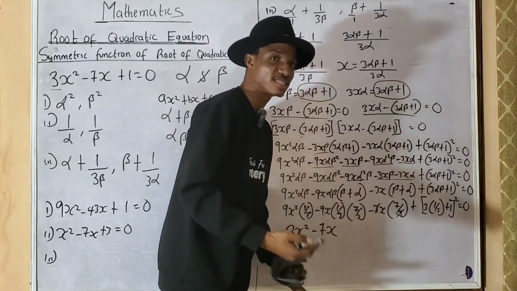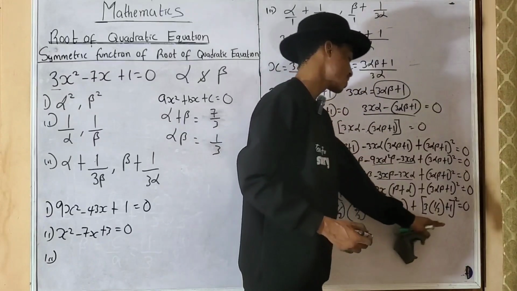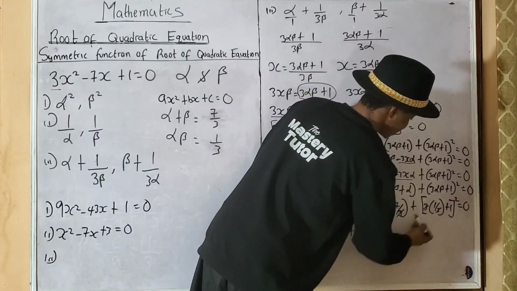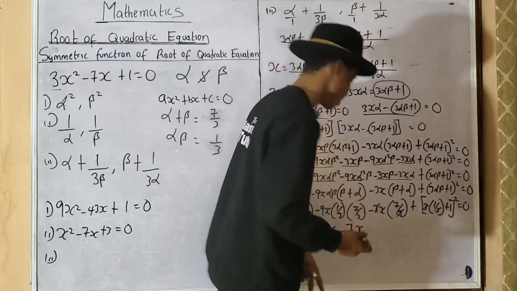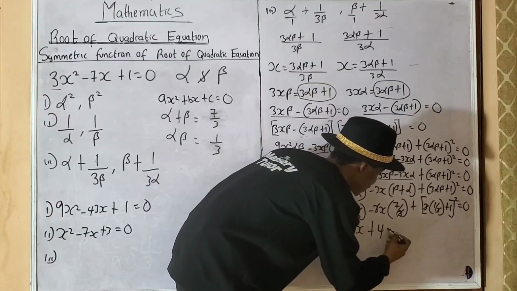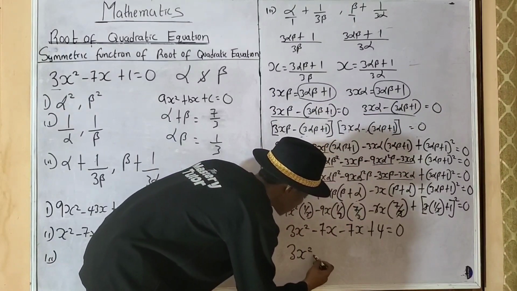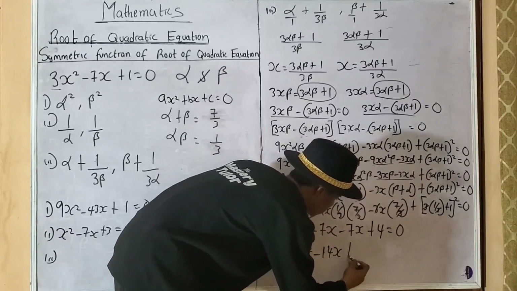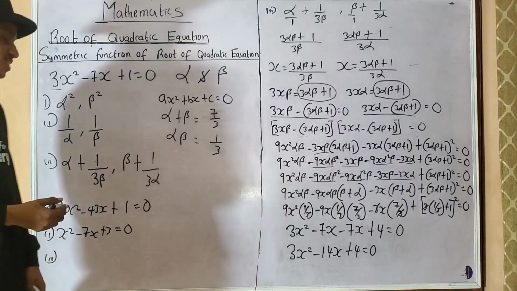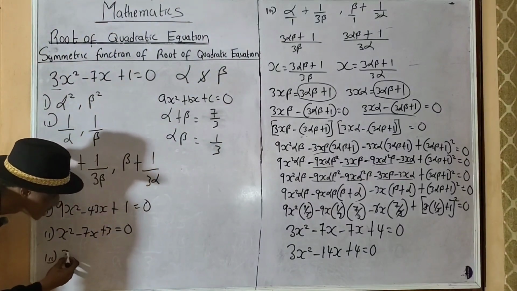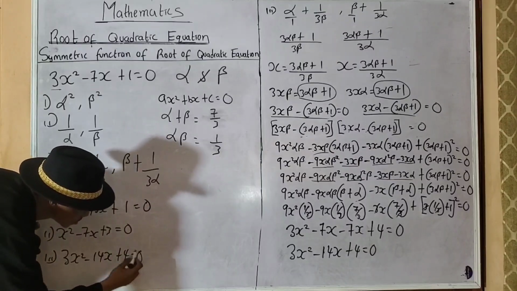For this one also, I'm going to have 3 here, 3 here. Negative x times 7, that is negative 7x, minus 7x. Okay. And for the last one, 3 here, 3 here. I'm going to have 1 plus 1. 1 plus 1 is 2. 2 squared is 4. So I'm going to have plus 4 equals 0. Okay. So it becomes 3x² minus 14x plus 4 equals 0. And that is the equation that we are asked to find. You can see that it's simple. Yes, it is. The equation is 3x² minus 14x plus 4 equals 0.